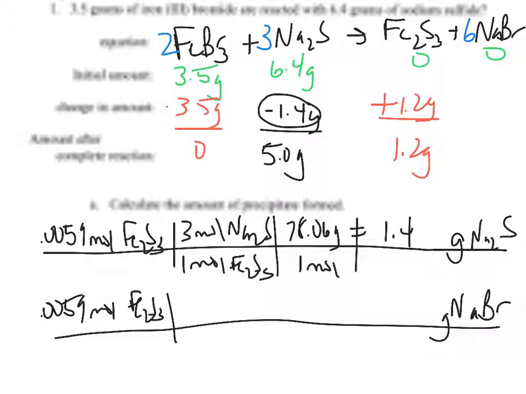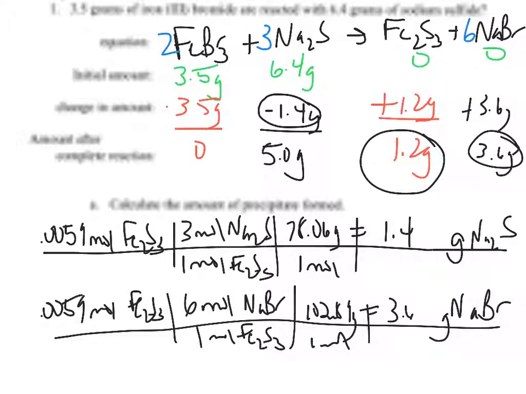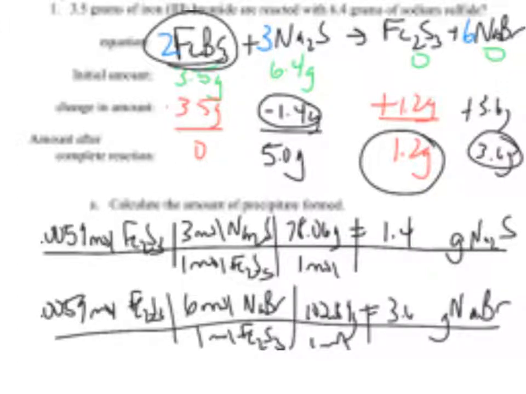And then for the NaBr, it's a 6-to-1 mole ratio. And the molar mass of NaBr is 102.89 grams to create 3.6 grams of product. Now again, we didn't need all of this for this problem. The only things that we really needed to know were the mass of precipitate formed and which reagent was limiting. We just wanted to see a complete amounts table.